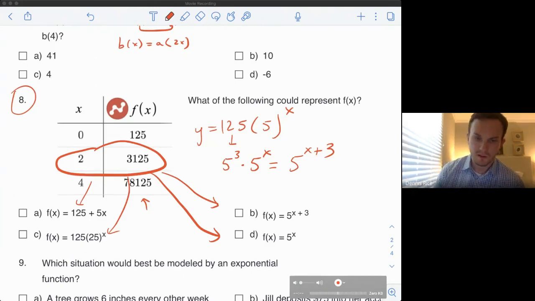That's why it isn't C. Yeah, it's 5 to the x power. It was never 25 to the x power. Yep, I have a resources link on Classroom for that.